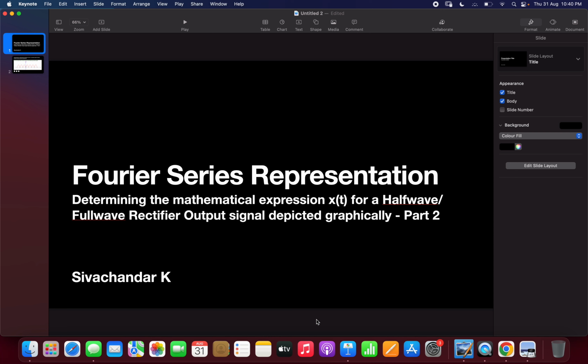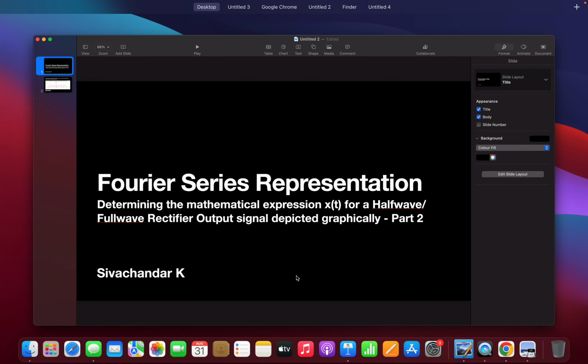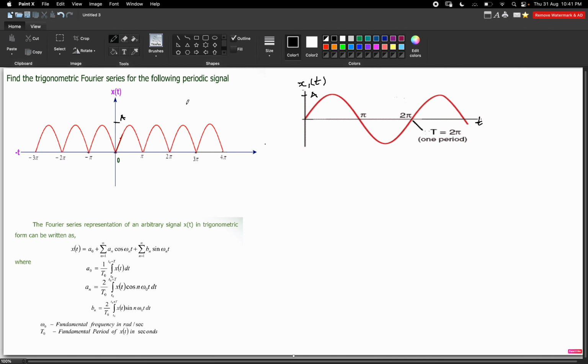Hi all, this video will help you to determine the mathematical expression x of t for your half-wave rectifier or full-wave rectifier output, which is given graphically. So consider this signal. For this we have to find the trigonometric Fourier series. If you want to find the trigonometric Fourier series, you have to find x of t in mathematical form. You have to find T naught, you have to find omega naught, then the Fourier series coefficients a naught, an, bn, and then finally x of t in Fourier series representation.